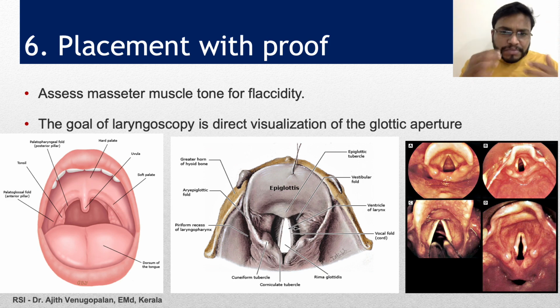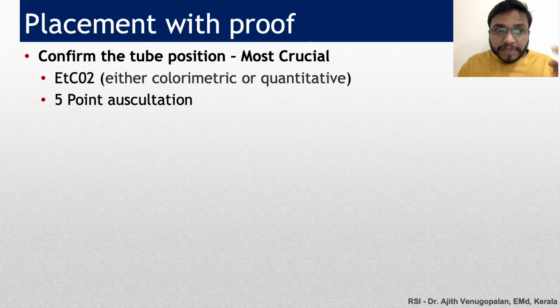The most important thing right now is to make sure that the tube has entered into the trachea, and as of now we have done it visually, we can see it going into it. Now we need to confirm and make sure that it has gone into the trachea. For that we can do two methods. One is EtCO2 monitoring, the other is 5-point auscultation. EtCO2 monitoring, either colorimetric or quantitative, can be utilized, where waveform capnography is the gold standard.